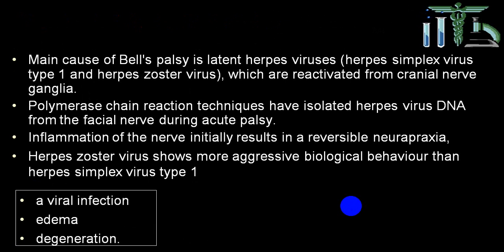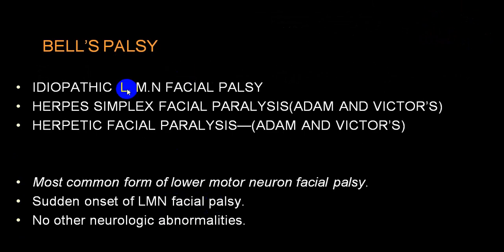The pathophysiology: we have already explained that the exact pathophysiology is not known, but it is believed to be probably because of viral infection, edema, entrapment, and leading to degeneration. The commonest viral infection is herpes zoster, herpes simplex, maybe cytomegalovirus or Epstein-Barr virus, and that may lead to degeneration. So it is idiopathic, very commonly because of herpes simplex, and it is also labeled as herpetic facial palsy.